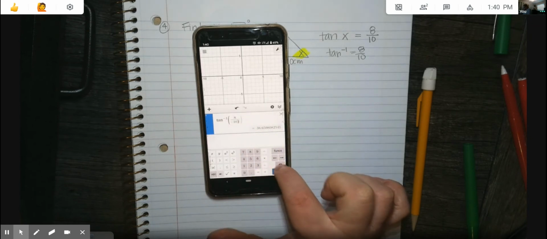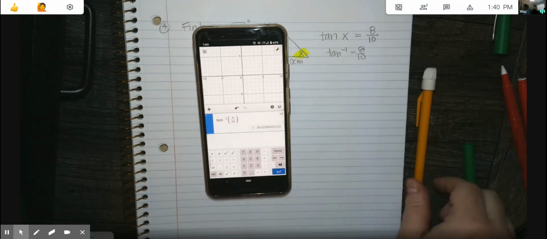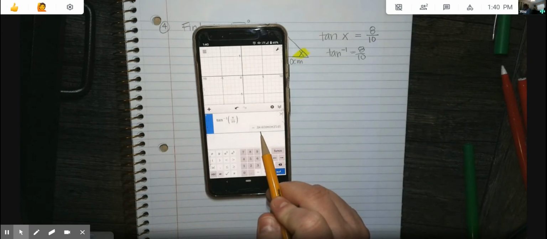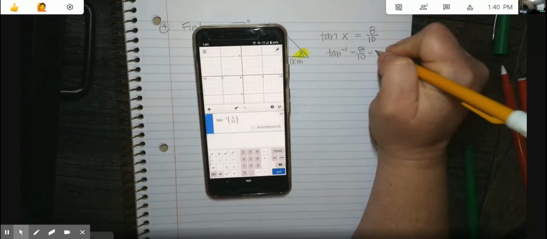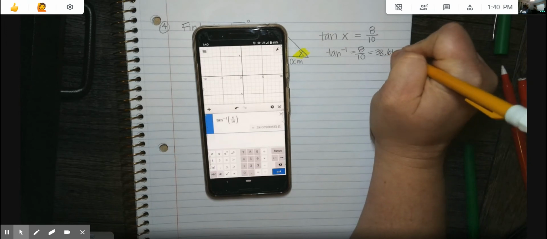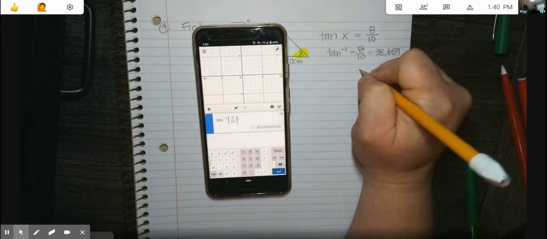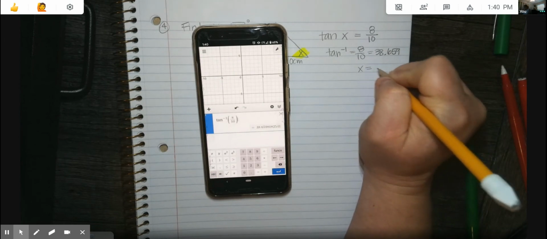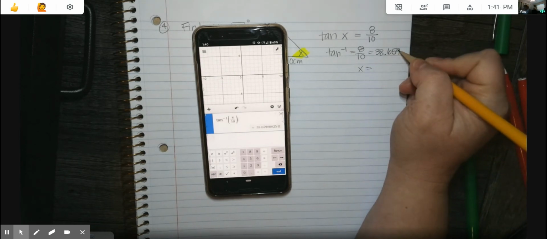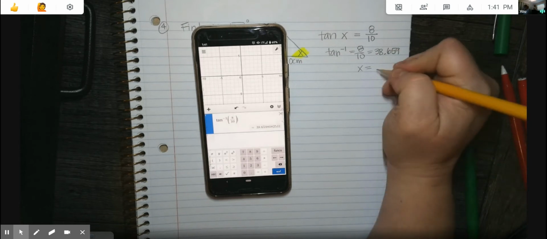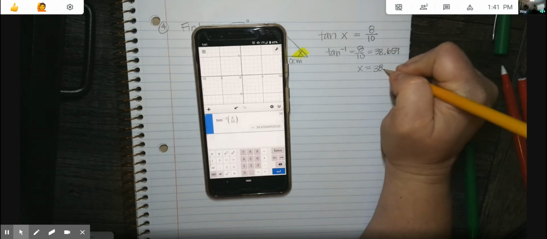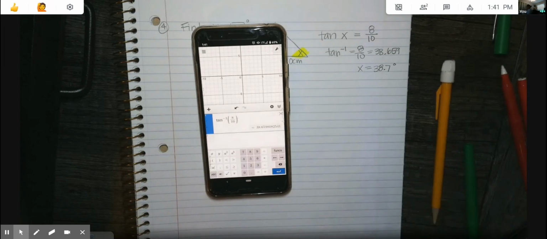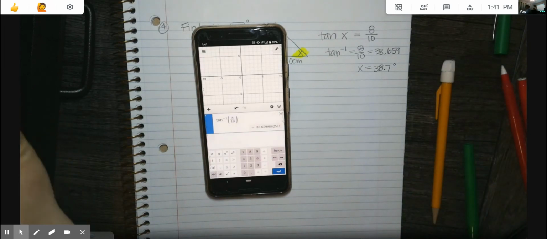I'm just playing with the parentheses here for no apparent reason. There we go. That gives me about 38.65, 38.659, but the text, or the, Acellus wants you to round that up. So that 5 would round up that 6, which means we're going with 38.7 degrees there. Okay.